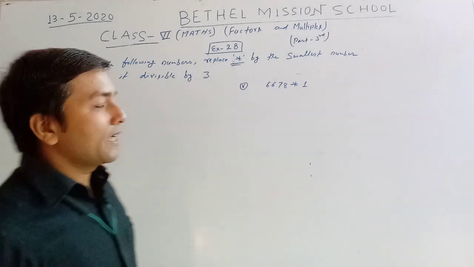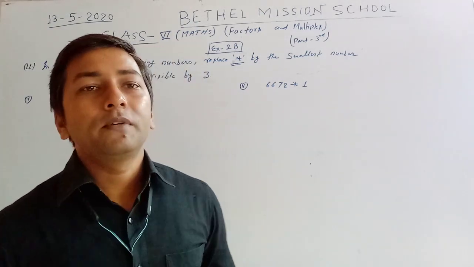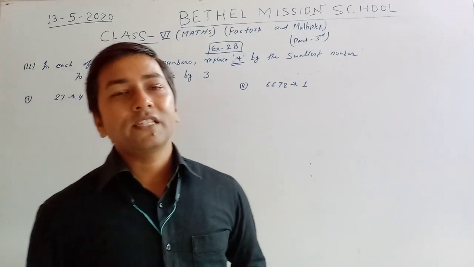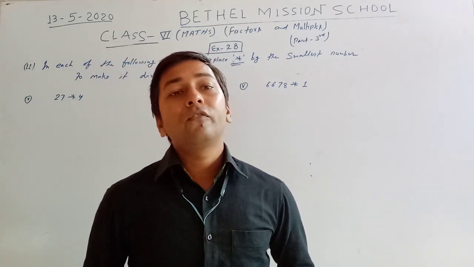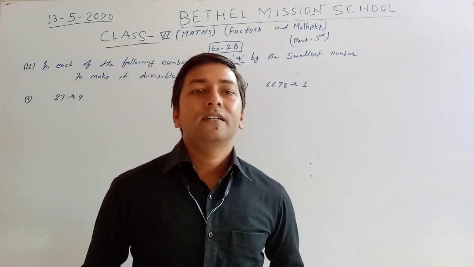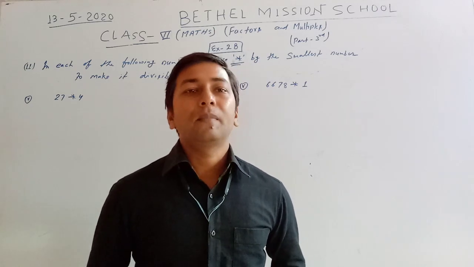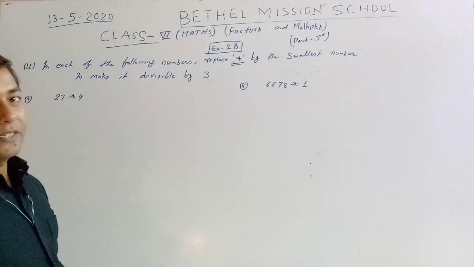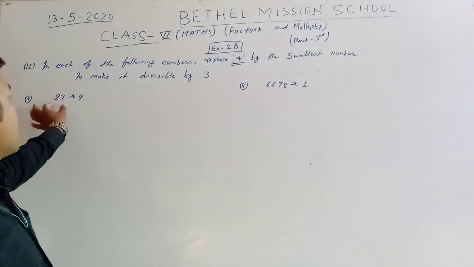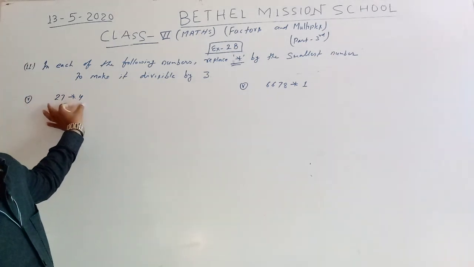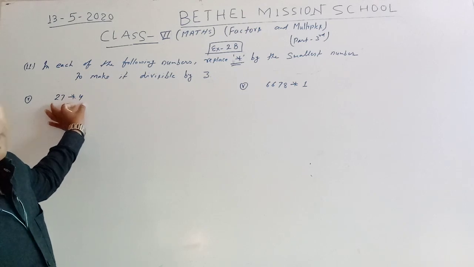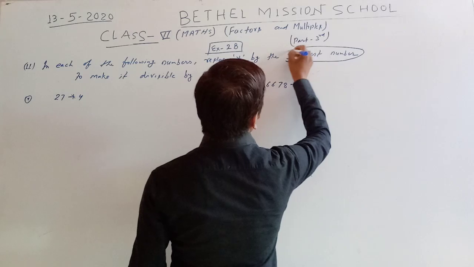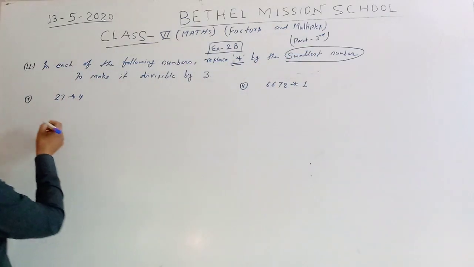So just remind yourselves what the rule of divisibility by 3 is. The rule says that if the sum of all digits is divisible by 3, then the given number will be divisible by 3. It means the sum of the digits of this number will be divisible by 3. We have to put the smallest number. Okay? So, here is the solution.